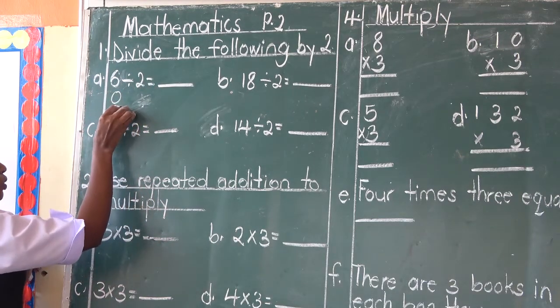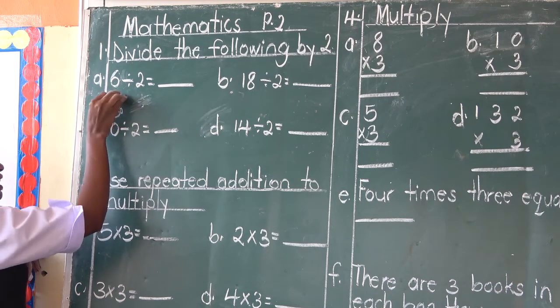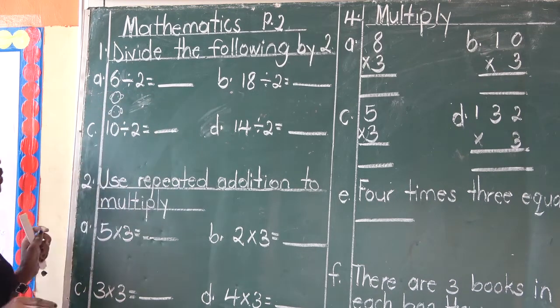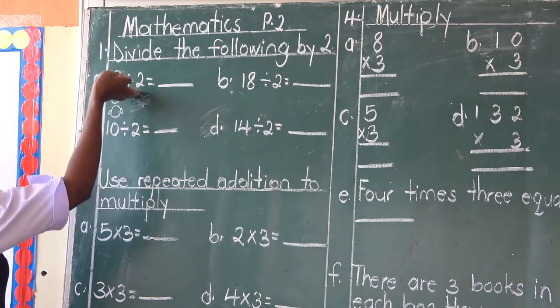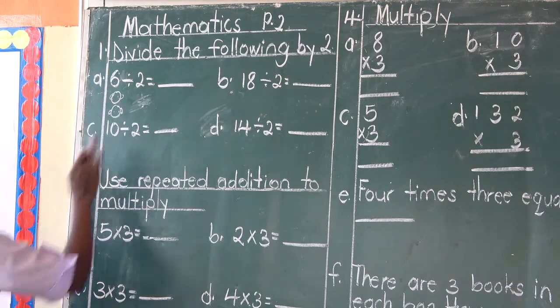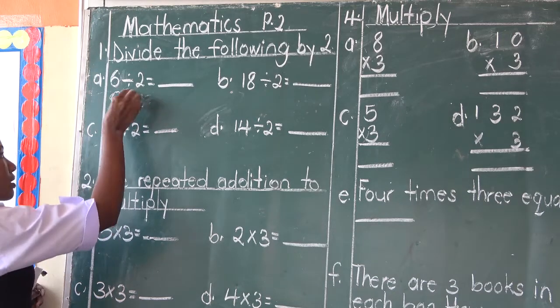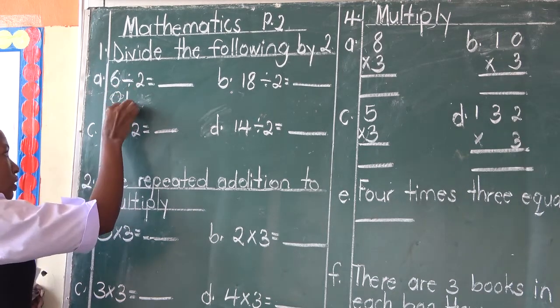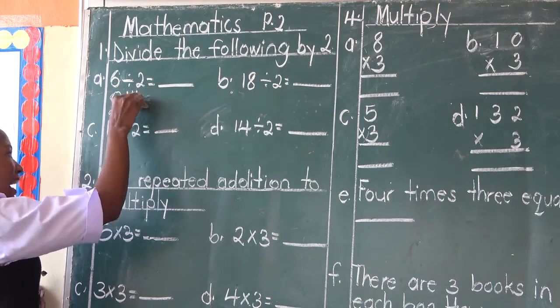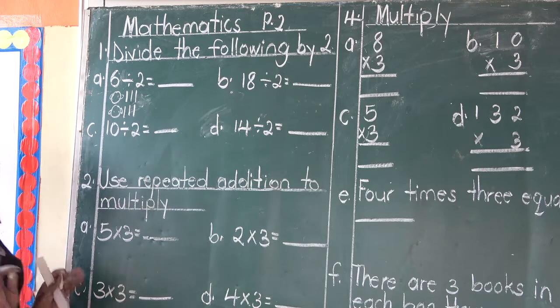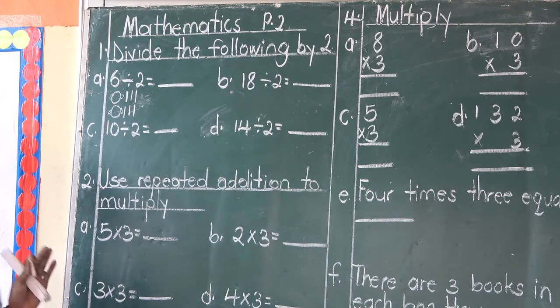1, 2. After drawing our 2 heads, now we are going to share 6 sweets. We give this, we give this, we give this, until they are done. Now let's start sharing our 6 sweets. 1, 2, 3, 4, 5, 6. Now we finish sharing the 6 sweets.